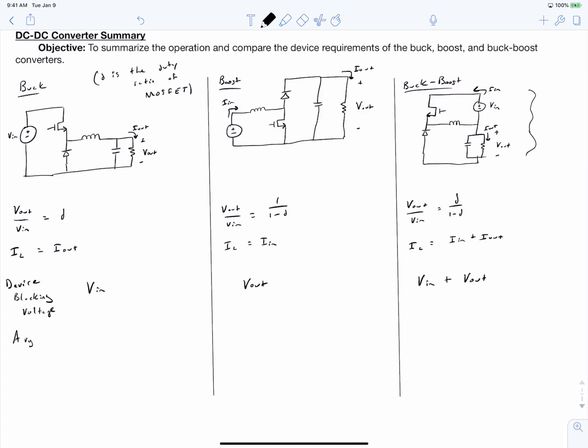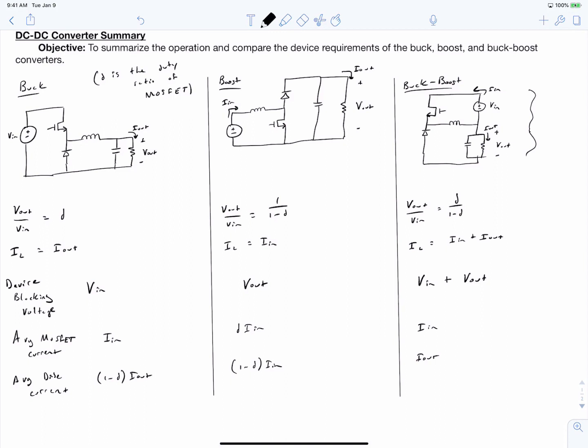We can similarly size the average MOSFET current and average diode current. For the buck converter, the average MOSFET current is I in. For the boost converter, it is D times I in. And for the buck-boost converter, it is equal to I in. The average diode current for the buck converter is going to be 1 minus D times I out. For the boost converter, it's 1 minus D times I in. And for the buck-boost converter, it is equal to I out.